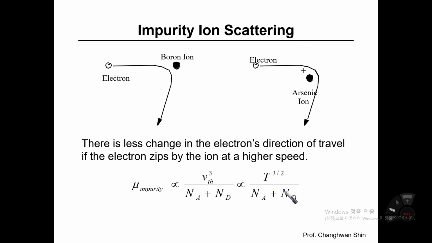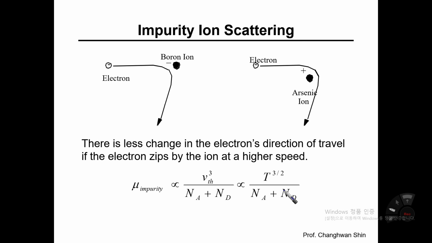Go back to this slide. Boron versus arsenide. We're going to have two different types of impurity atoms together in a certain region, such as the source drain region of an NMOS in a P substrate. Okay, so when it comes to the scattering mechanism, we are always thinking of two different types of impurity atoms, borons, acceptors and donors. And those two, acceptors and donors, would significantly affect the electron's direction of travel.